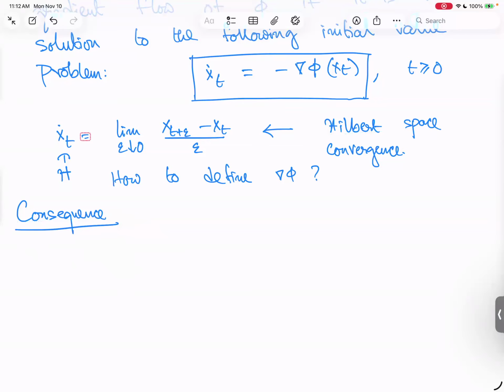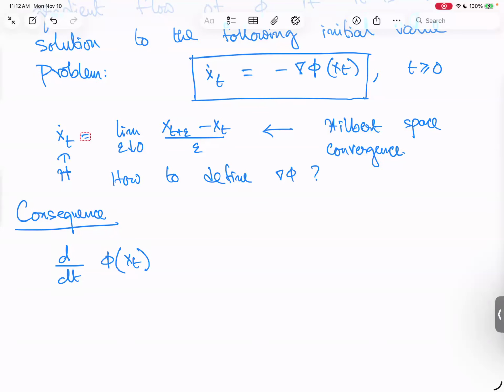So one immediate consequence is the following: look at the time derivative of the function phi along the gradient flow curve x_t. The idea behind gradient flow is that I'm trying to reach the minimizer of the function phi. So I should at least expect that the value of phi of x_t is going down as t is increasing. Let's check that.